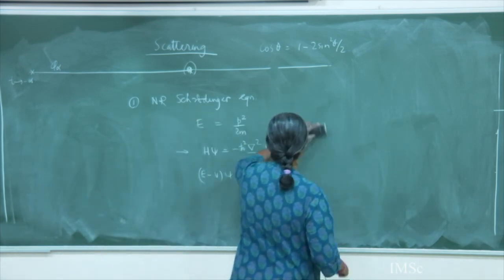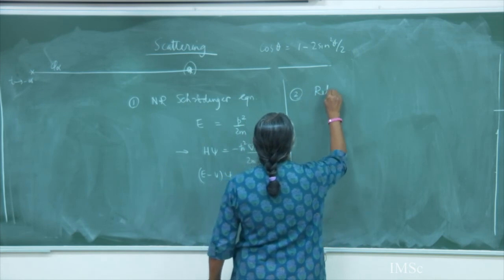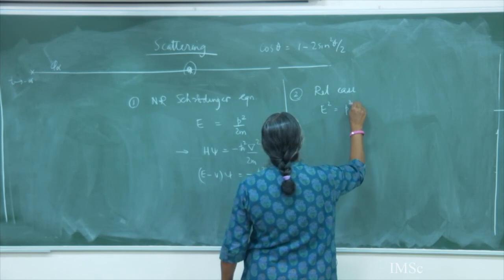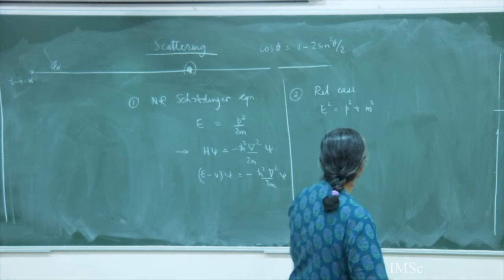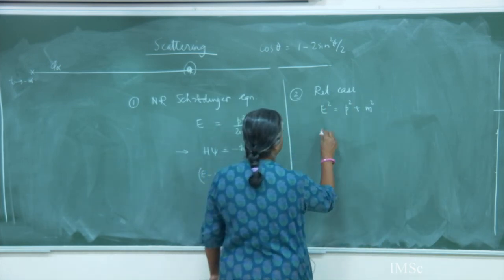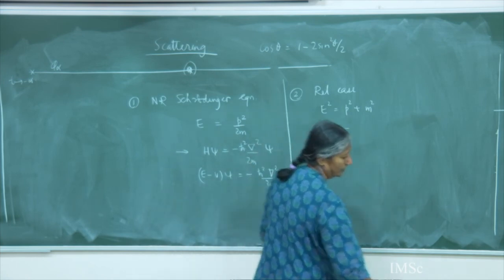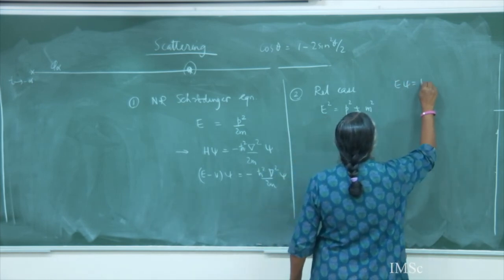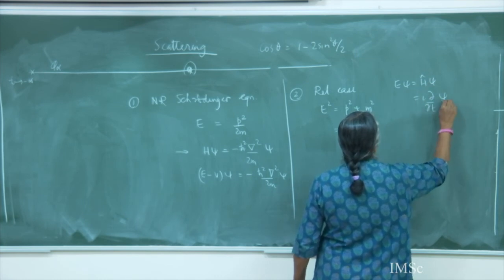Now let us look at the relativistic case. I have E squared is equal to P squared plus M squared. Now I make this an operator relation and act it on some state. So I can write E as E or as H, it does not matter. Let us write the operator as E psi is H psi is equal to i d by dt psi.